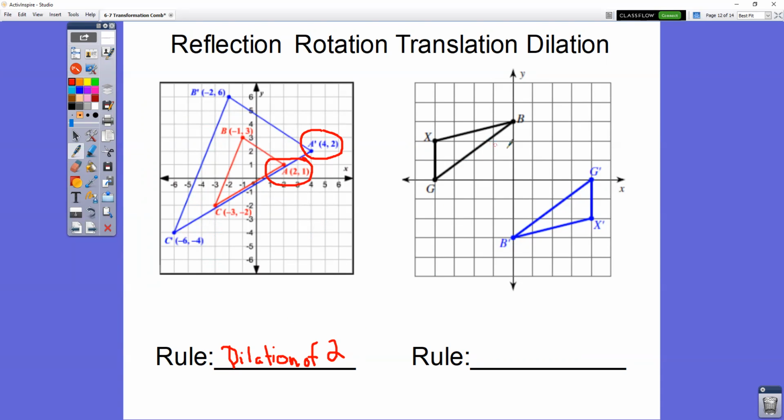Now, this last one, we are turning the picture. All right, we're turning the picture. So therefore, it is a rotation. We are turning it 2 quadrants. Since we're going 2 quadrants, it is a rotation of 180.